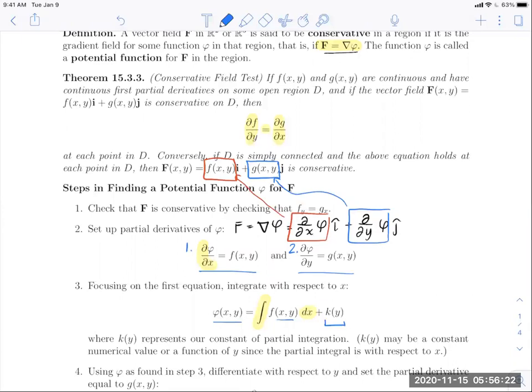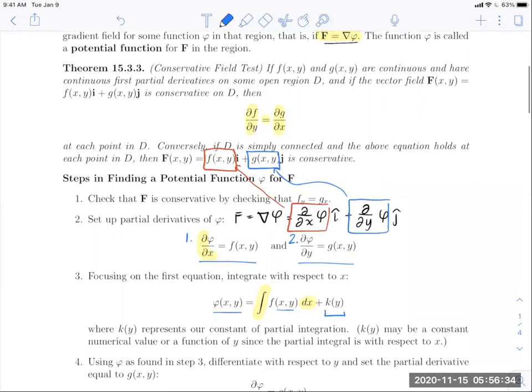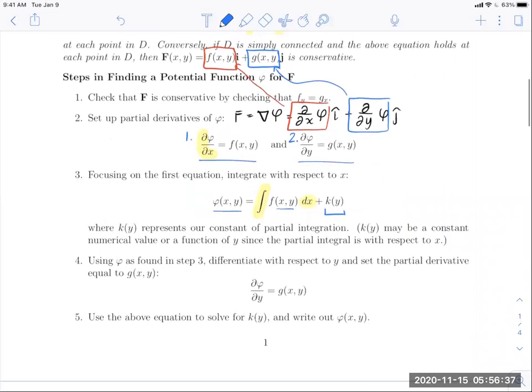So to be extra careful, I'm going to write this constant of integration as k of y. Now, it may turn out to be a constant after all, but it also could be an expression in y. So to be safe, we're going to write it as such. So this is kind of our first attempt at finding phi of xy. So I'm going to note that first attempt at phi of xy.